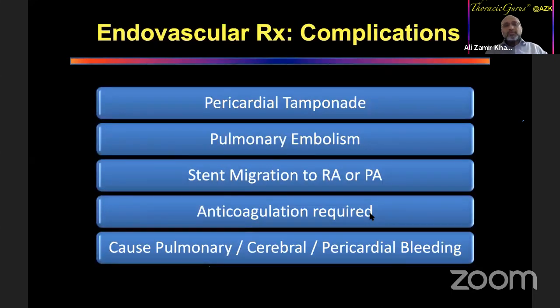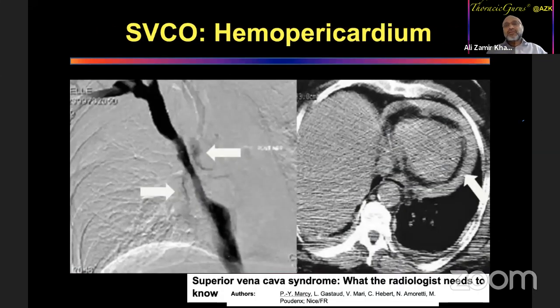Okay. So sometimes you can get pulmonary, cerebral, or pericardial bleeding, and that's a problem. This is a CT scan showing the hemopericardium. Can you see here clearly the hemopericardium that is happening secondary to SVC obstruction and stenting? So it is a known complication, and in fact, it might even cause cardiac compromise and acute tamponade. So you've got to be careful when you're doing these procedures.